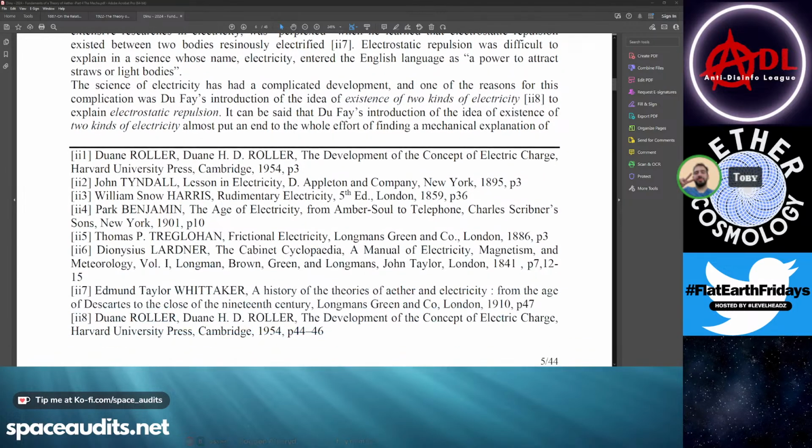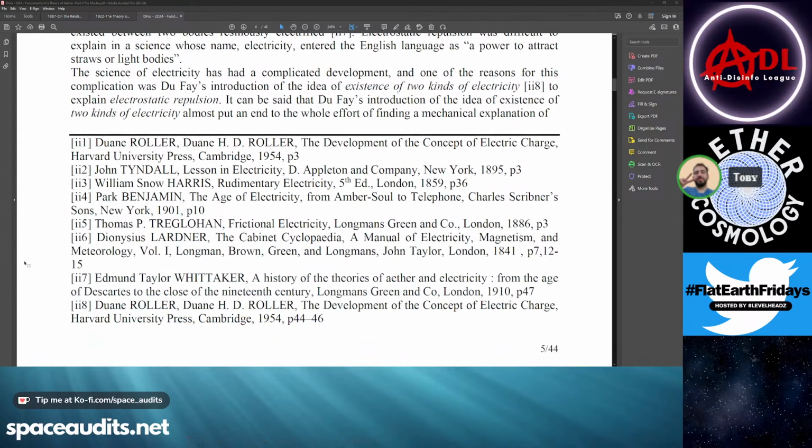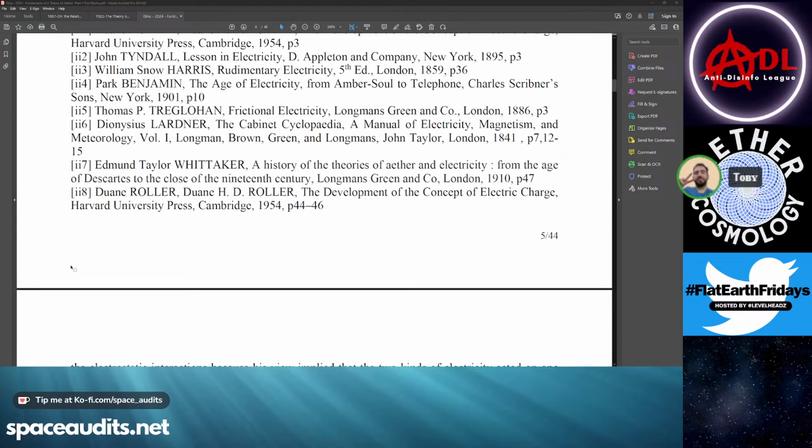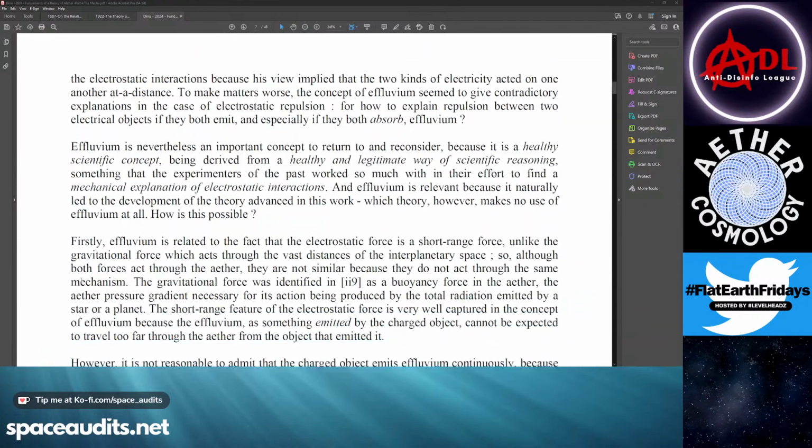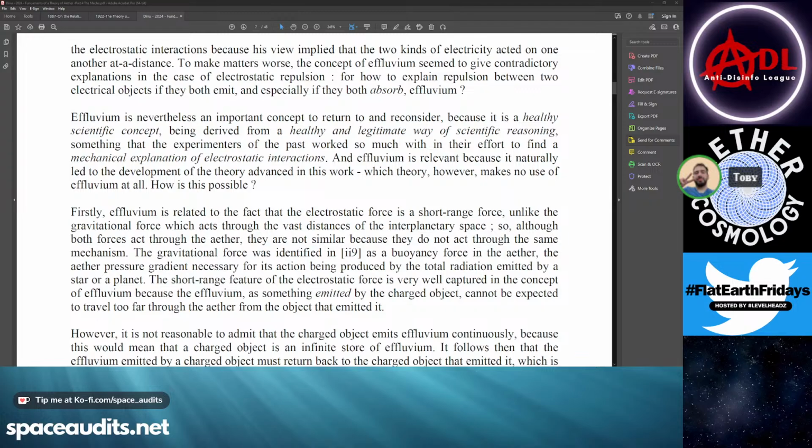And one of the reasons for this complication was Dufay's introduction of the idea of existence of two kinds of electricity to explain electrostatic repulsion. It can be said that Dufay's introduction of the idea of existence of two kinds of electricity almost put an end to the whole effort of finding a mechanical explanation of the electrostatic interactions, because his view implied the two kinds of electricity acted on one another at a distance.